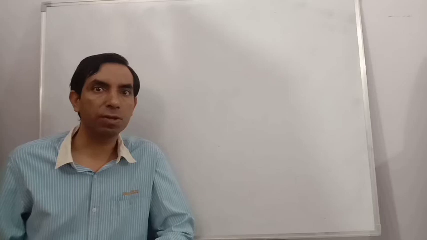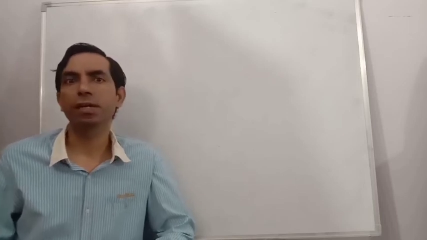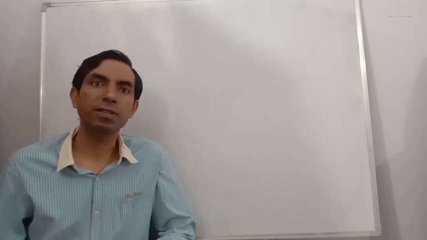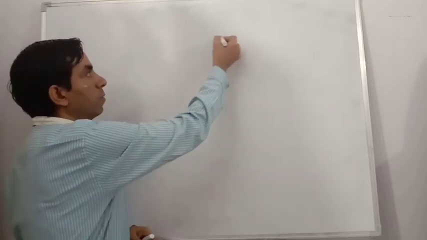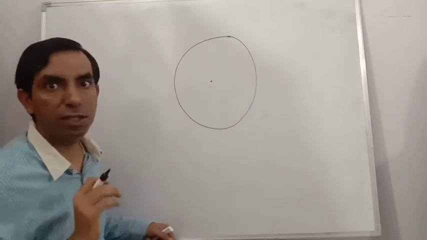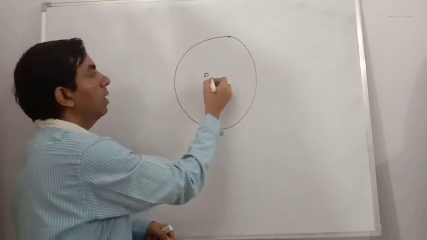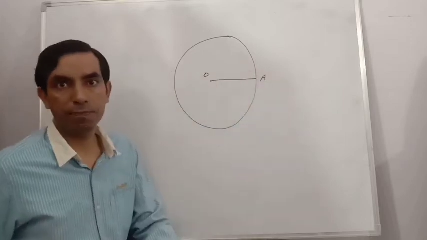So let's start today's topic. Today's topic is circle. In circle, we know that what is the circle? Circle is the collection of all points which have a fixed distance from a fixed point. That is called circle. The fixed point is called center, and the fixed distance is called radius of circle.